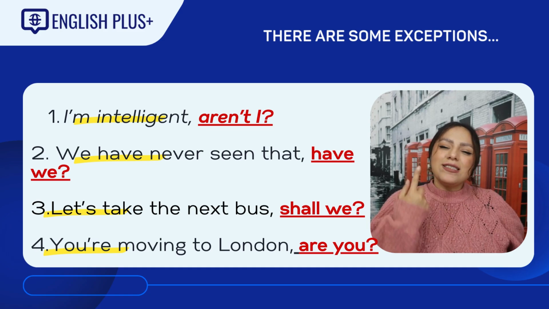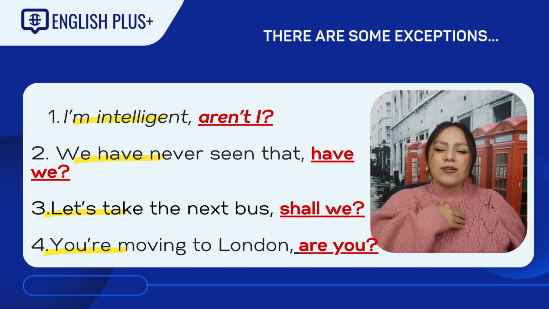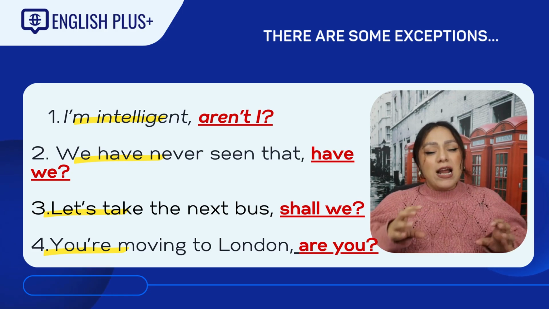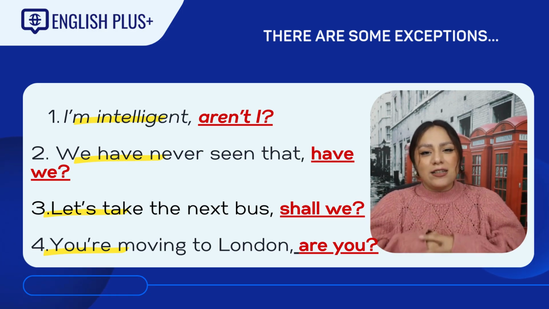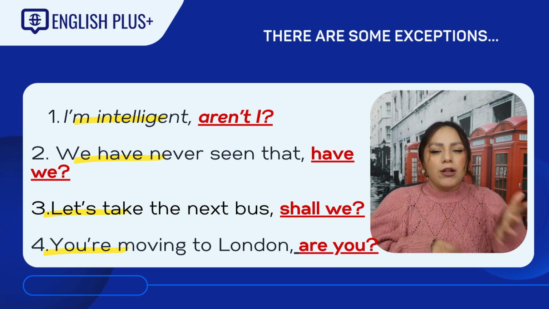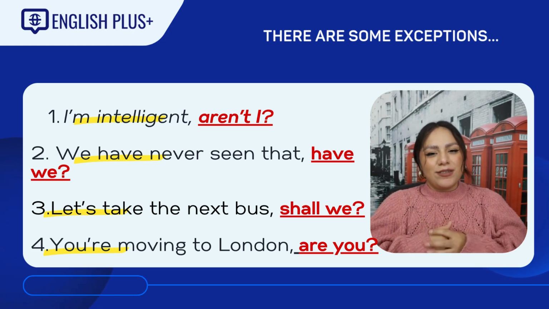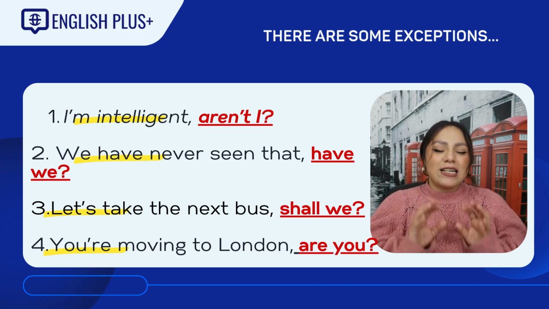So let's discuss the third exception. Let's take the next pause, shall we? When I have let's in a statement, my question tag will be shall we? Well, in this case, because I am talking about us. Let's continue with the last exception.